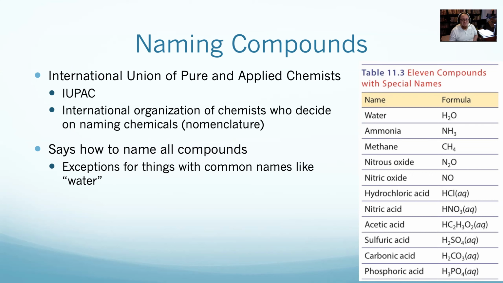There are some exceptions. The exceptions are all compounds that have more common names. There's actually 11 compounds with special names, and most of them are ones that people found before chemistry. Water has a different word in every language. It's because people knew what water was before they knew the chemistry of water. Same with methane, ammonia. These 11 have just special names. They don't follow the rules. But everything else will follow some set rules. And so I'm going to go through them.